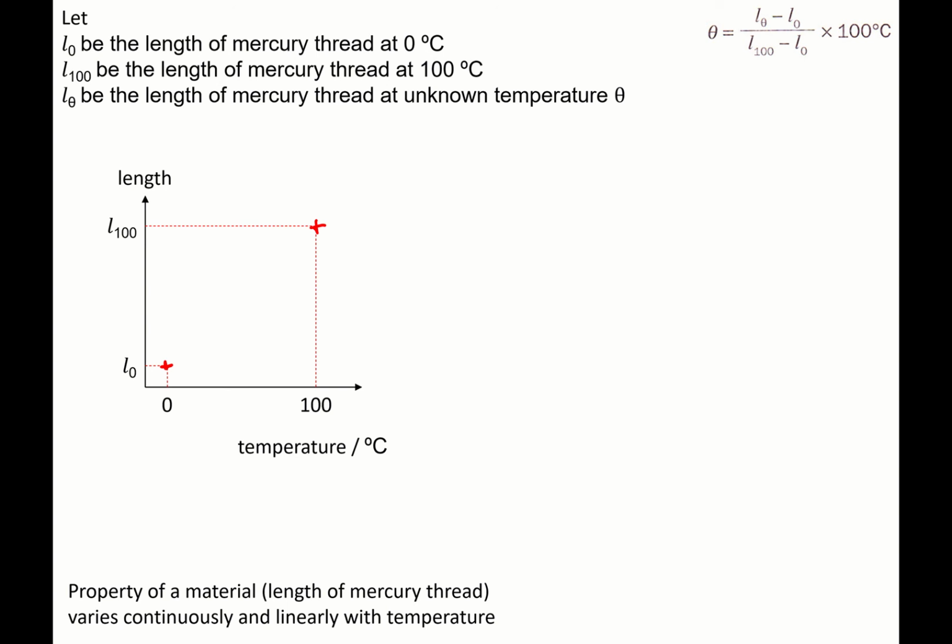Since we have these two coordinates, and recall earlier on the property, which is the length of mercury thread, varies continuously and linearly with temperature. What does the word linear remind you of? So when we talk about linear, we think of y equals mx plus c, which is such a graph. Right, it's a straight line graph, okay, and it does not necessarily pass through the origin. That's why it's linear. So having known that, since the length varies linearly with temperature, we can just draw a straight line from the 0, L0 coordinate to the 100, L100 coordinate.